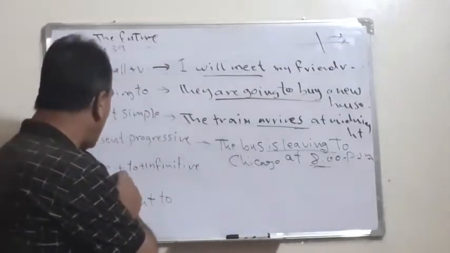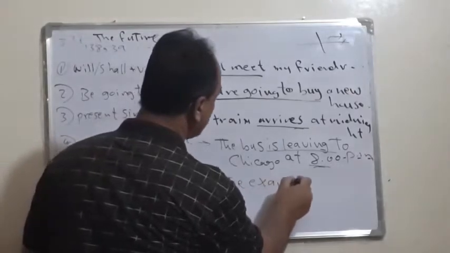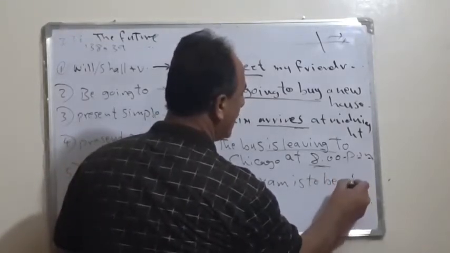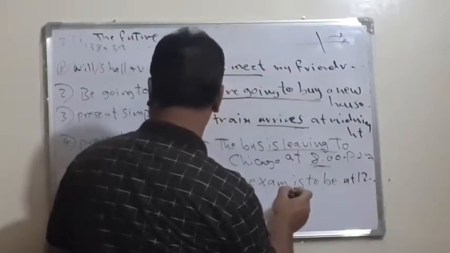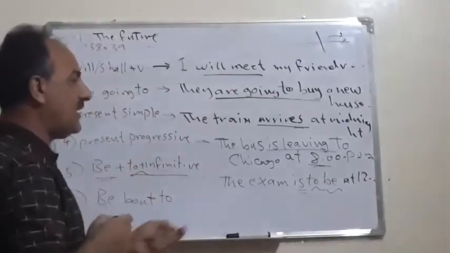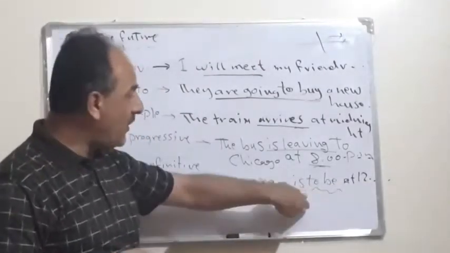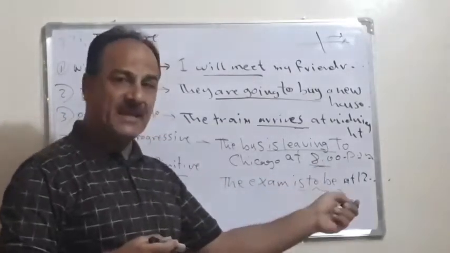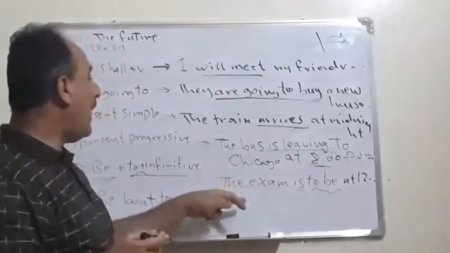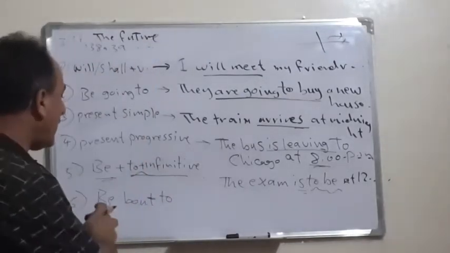Or it is formed by be, which could be is, are, etc., plus infinitive. For example, the exam is to be at 12. The exam is to be: is is the be, and to be is the infinitive. Again, this has a meaning of the future. Suppose we don't have to be, and we say the exam is hard, or easy; in this case it does not refer to the future, it refers to the present. But because we have is plus to be, this form refers to the future.